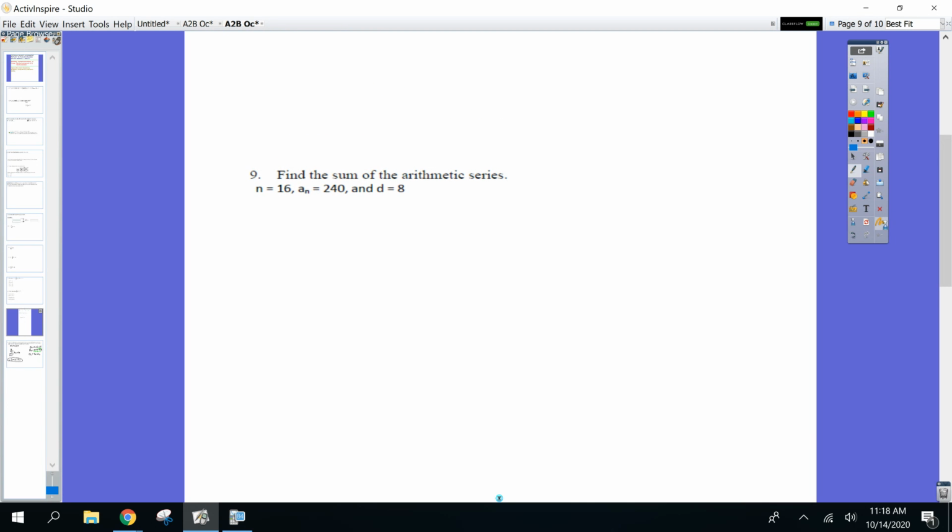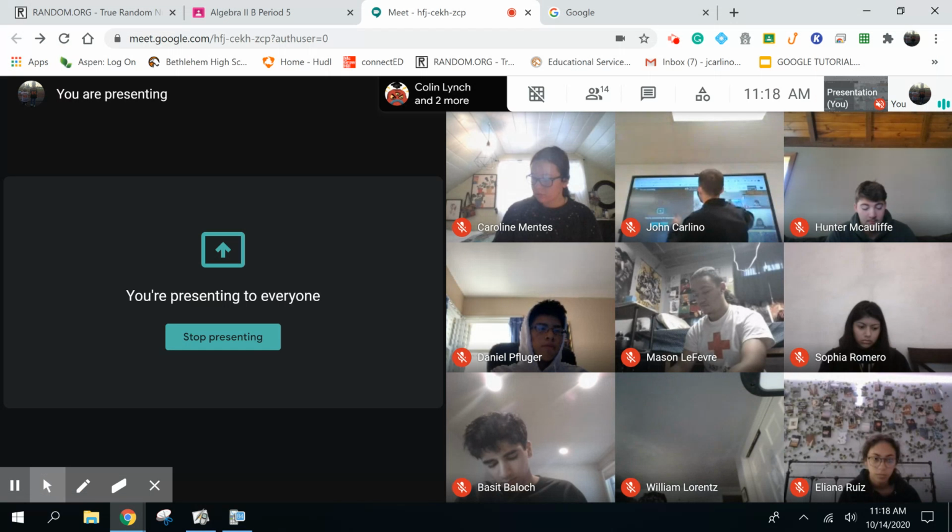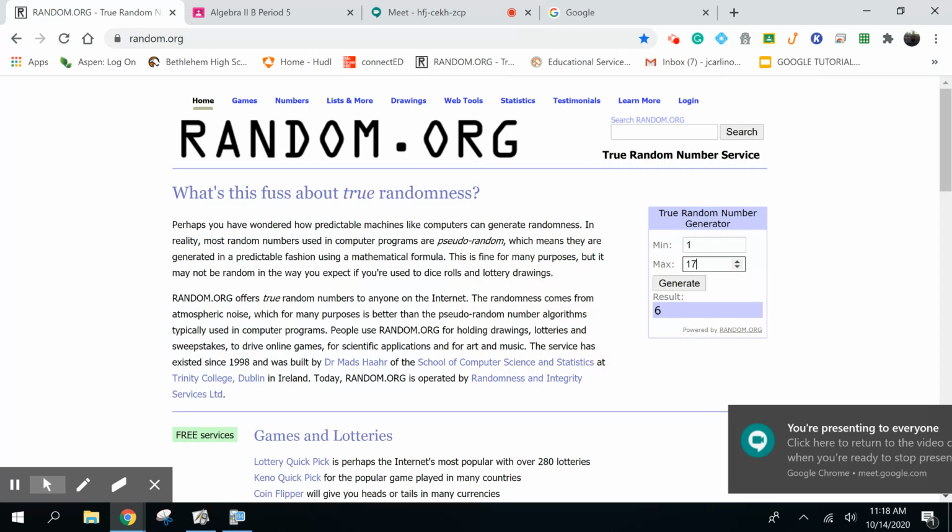Now, let's talk about what they're giving us right now. This is good review for the quiz tomorrow. They're giving us D equals 8. We should know what that's telling us. D equals 8. What do we know? Tell me something about this sequence of D equals 8.